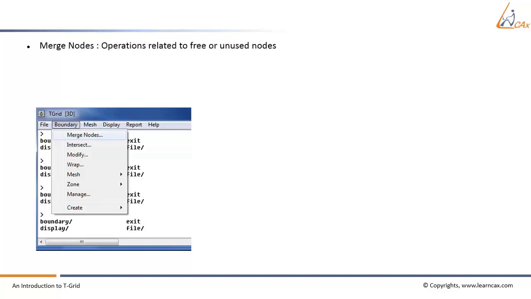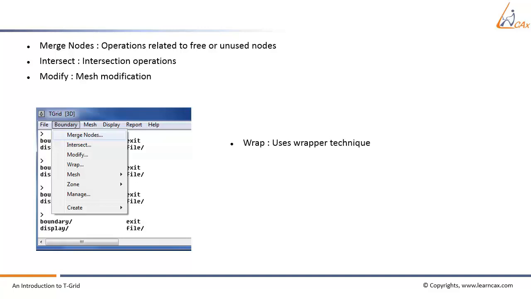Merge nodes. It reports free or unused boundary nodes and provides options for removing free and/or unused nodes. Intersect. It resolves intersections, overlaps, and gap-related issues in boundary meshes. Modify. It performs boundary repair operations on boundary mesh. Wrap. This option uses wrapper technique to create good quality boundary mesh from a bad mesh.